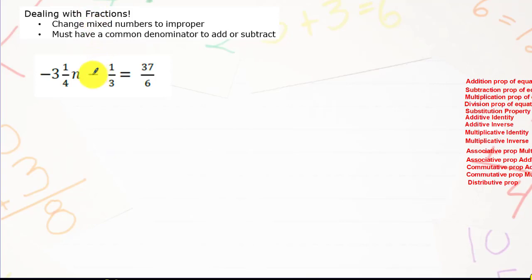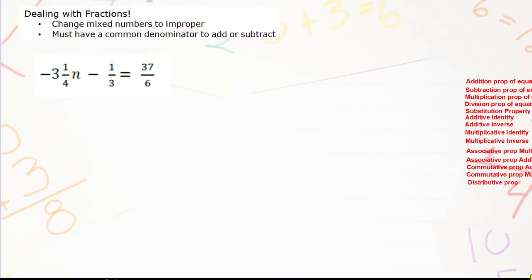Alright, so next we are going to discuss how to solve equations that contain mixed numbers or fractions. So first, we need to make sure to convert all mixed numbers to improper fractions and make sure that we have a common denominator to add or subtract.